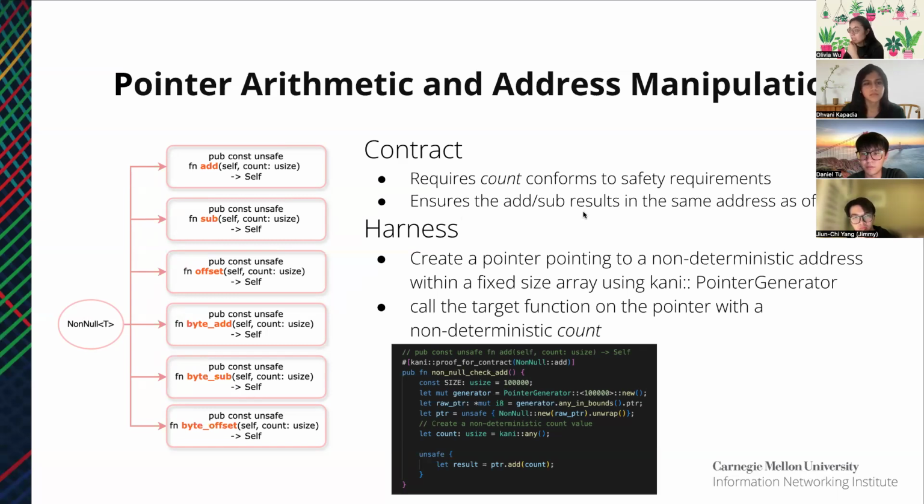And so for harness, here what we did is create a pointer to a non-deterministic address with a fixed size array. And here we actually leverage one of the Kani APIs, which is the pointer generator, to help us achieve this, which is also shown in the example here. So we will call the target function on the pointer with this non-deterministic count. And since we already specified the constraints in the requires clause, it will help us to make the assumption that the count is a valid count.